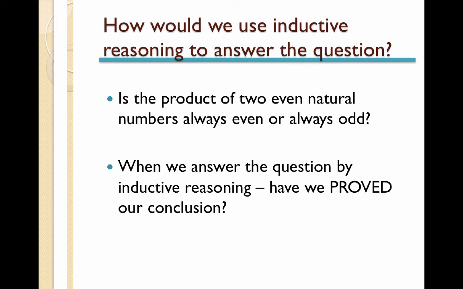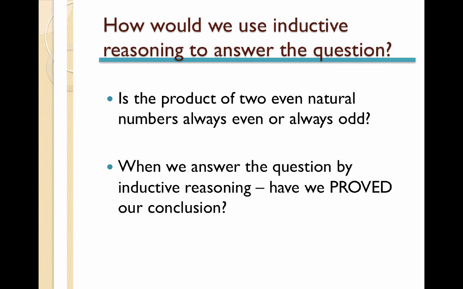So now, how would we use inductive reasoning to answer this question? Is the product of two even natural numbers always even or always odd? Well, inductive reasoning means finding a bunch of examples so we can observe. Pick out a bunch of pairs of even natural numbers, multiply them together, and see what you get. Do you always get even numbers as the answer? Do you always get odd numbers as the answer? Or is it all a mix?